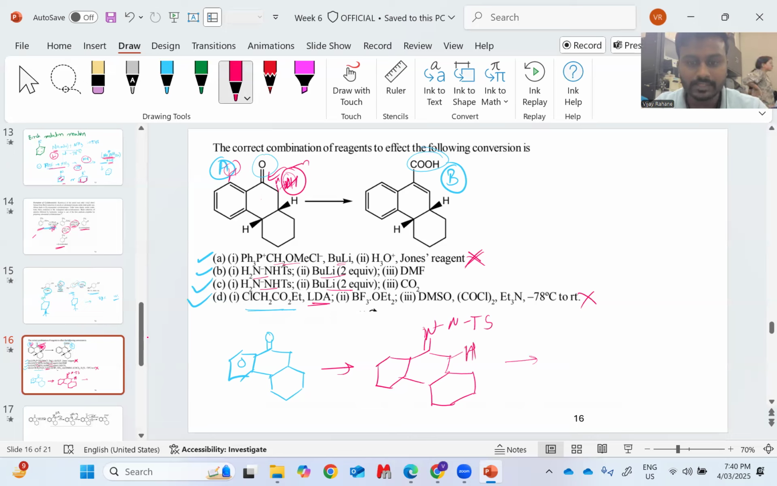So here it will give, once it abstracts the proton, the anion getting formed, right? And this double bond forms here. So this is the product getting formed in this case. And further, we have added two equivalents of butyl lithium, right? So once this bond moves here, this tosylate also gets removed and it forms an NH, right?